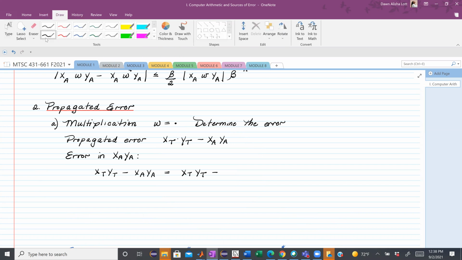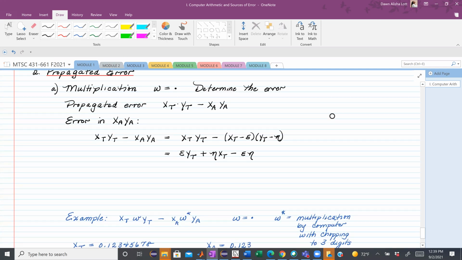Okay, so now we said X approximate is X true minus epsilon, Y approximate is Y true minus eta. So when you finish all of this together, you end up with epsilon times Y true plus eta times X true minus epsilon eta. So that's the true error.